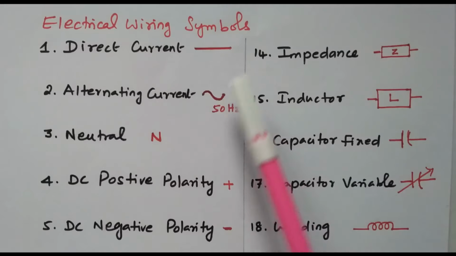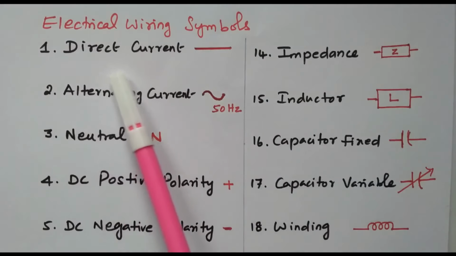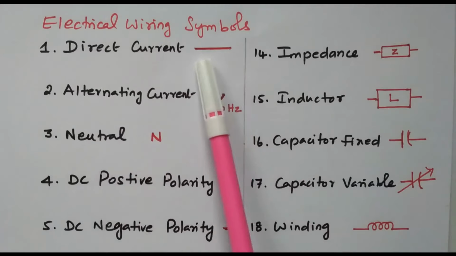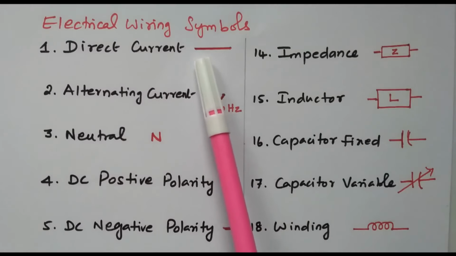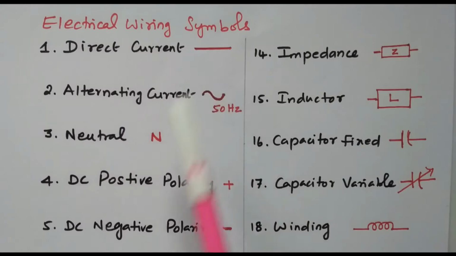Now we'll go to the symbols. The first one is direct current. It is represented by a line because in direct current the magnitude is always independent of time. It always has the same magnitude. So it is given by a line.